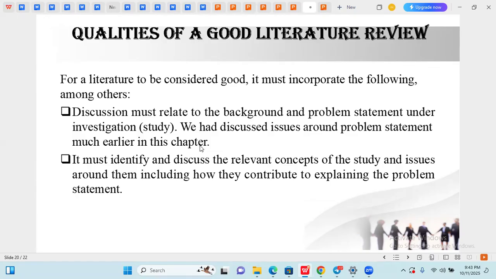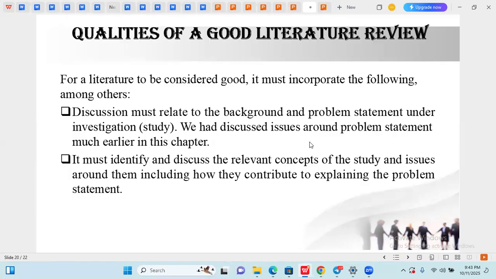Qualities of a good literature review. I told us I will only deal with chapter 1 for us. Others who register for my training will be taking the rest, and then the practical side of everything. Qualities of a good literature review: for a literature review to be considered good, it must incorporate the following.